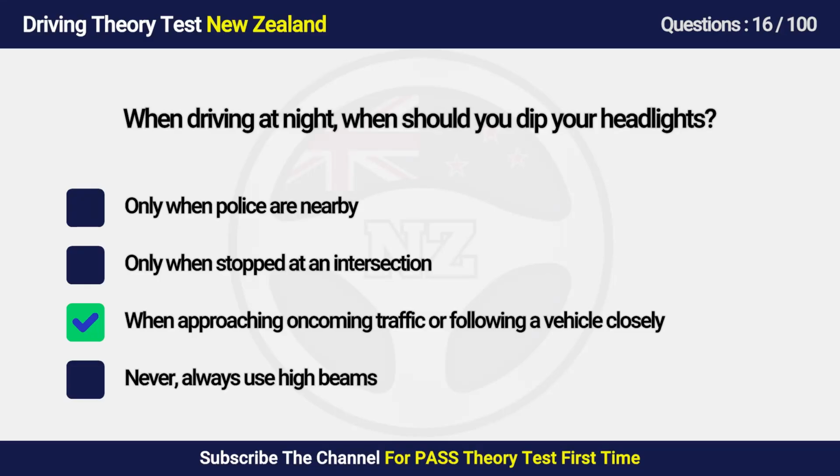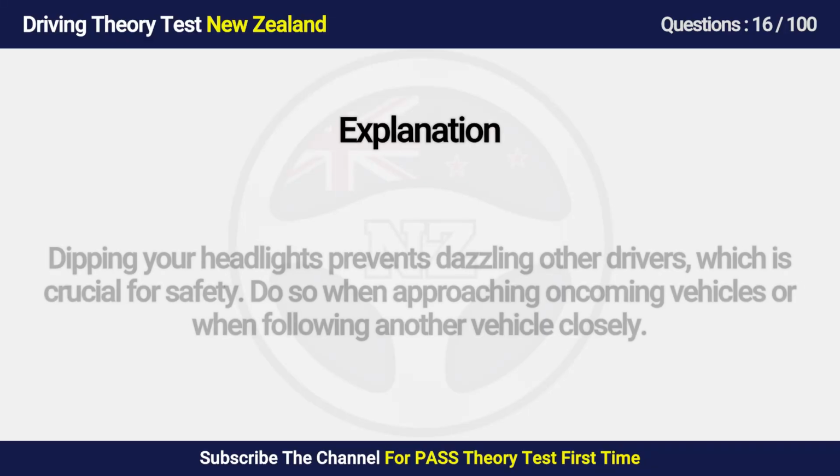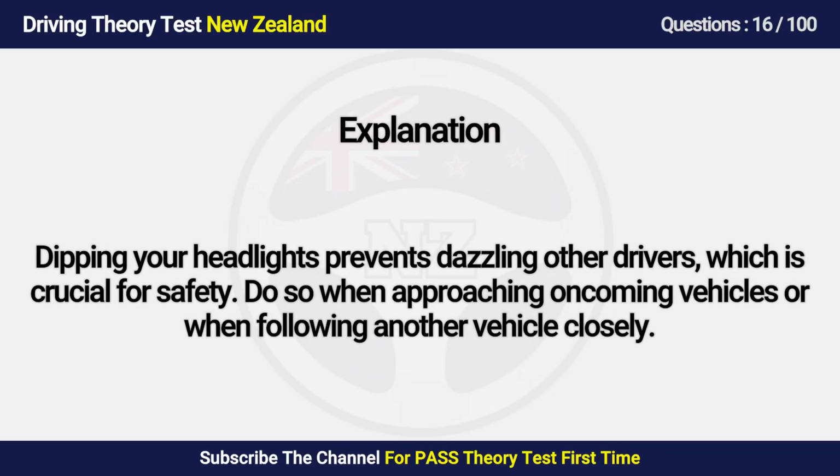Answer is C. When approaching oncoming traffic or following a vehicle closely. Dipping your headlights prevents dazzling other drivers, which is crucial for safety. Do so when approaching oncoming vehicles or when following another vehicle closely.